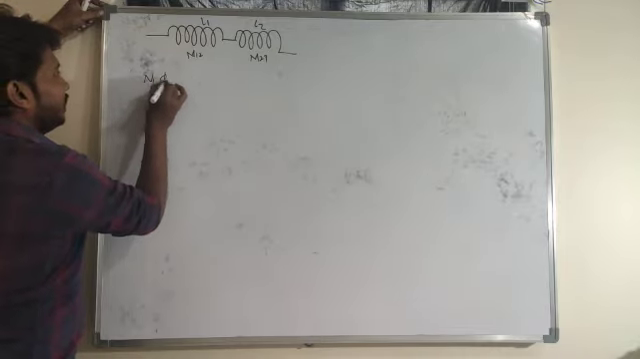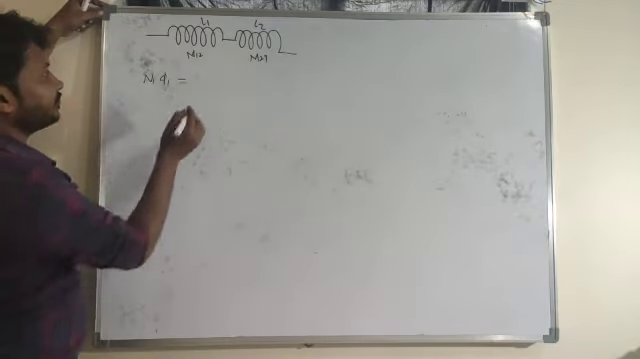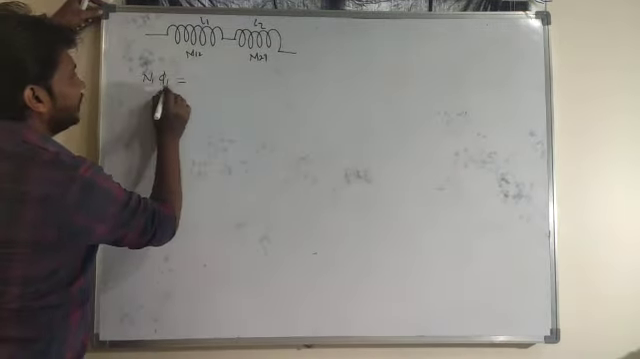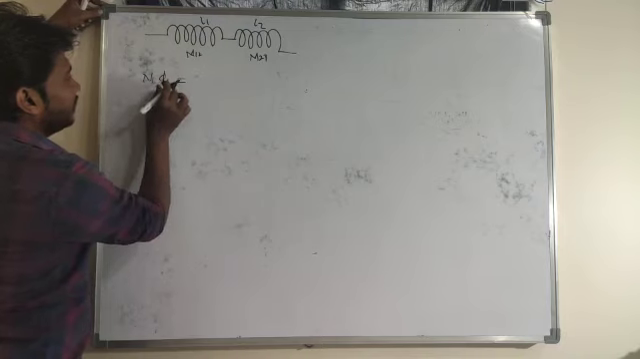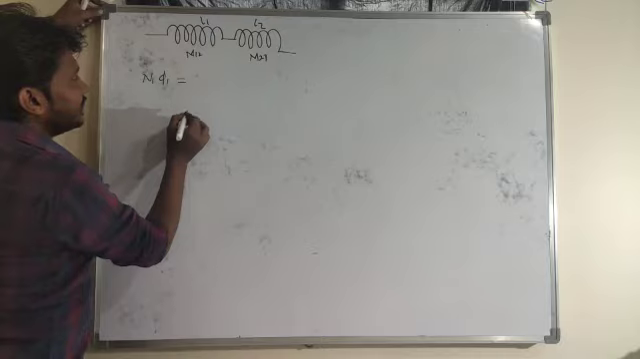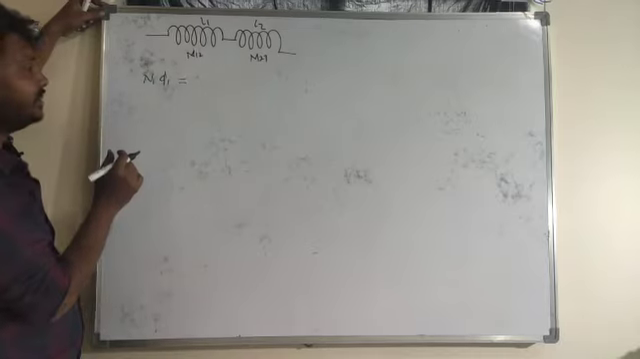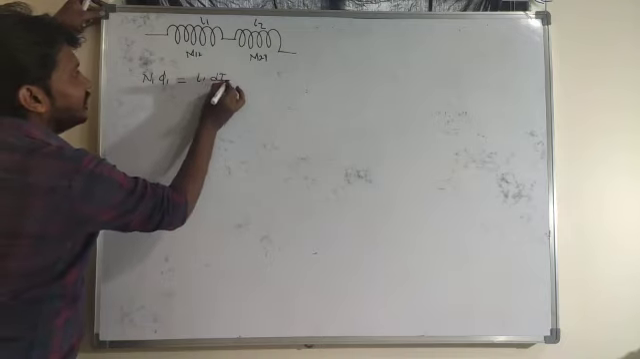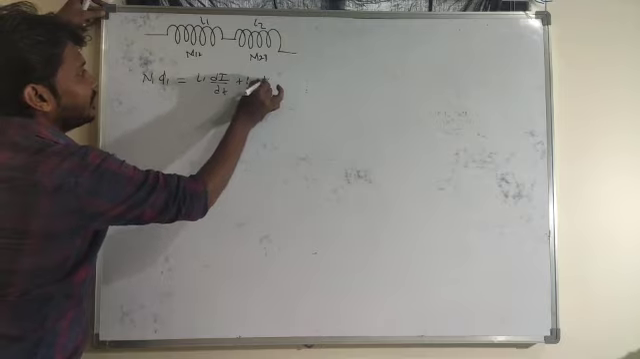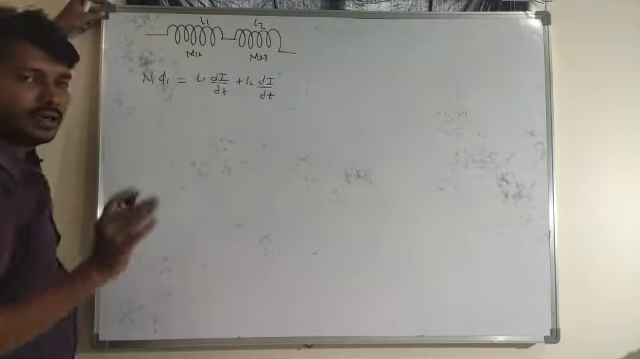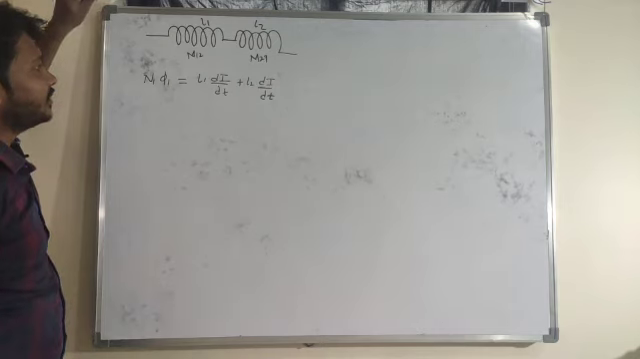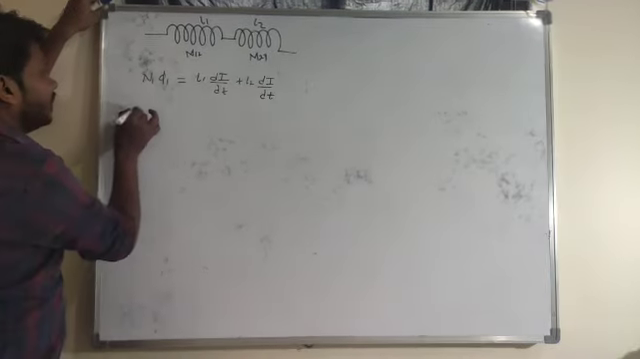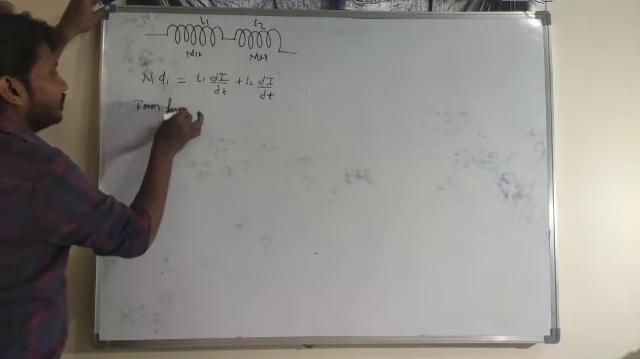So N1 phi of 1 is equal to what? N1 into phi of 1, so look here. The number of turns in the first coil, N1 phi of 1. It is in a series combination, and in series combination phi is equal to L into I here. So L1 into di by dt plus L2 into di by dt here. So hope you are understanding. N1 into phi of 1 is equal to L1 into di by dt plus L2 into di by dt, from Faraday's law.